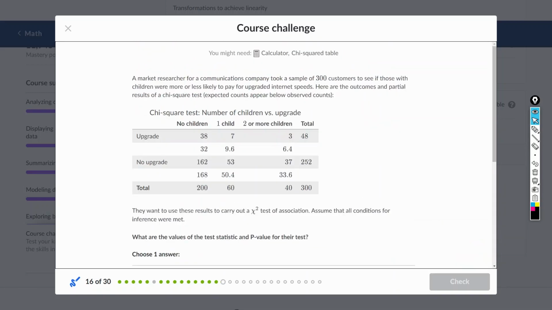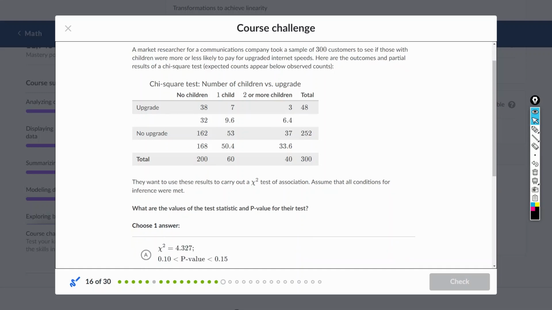好的。A market researcher for a communication company took a sample of 300 customers to see if those with children were more or less likely to pay for upgraded internet speed. Here are the outcomes of the survey. They want to use this result to carry out a chi-square test. What are the values of the test statistic and p-value?